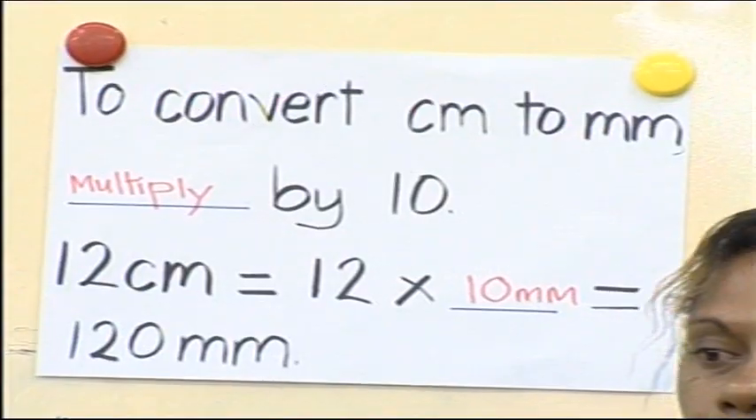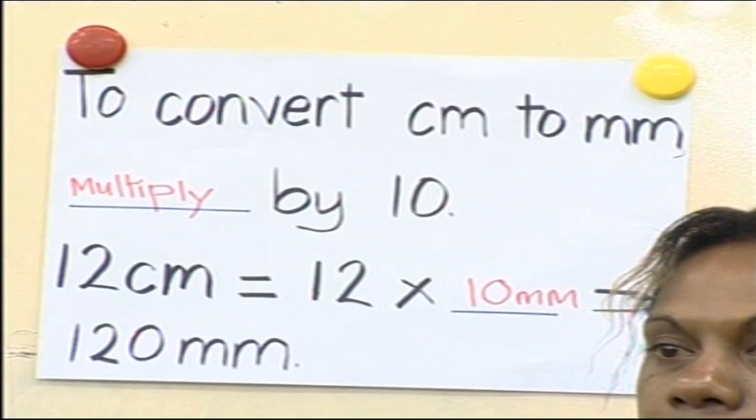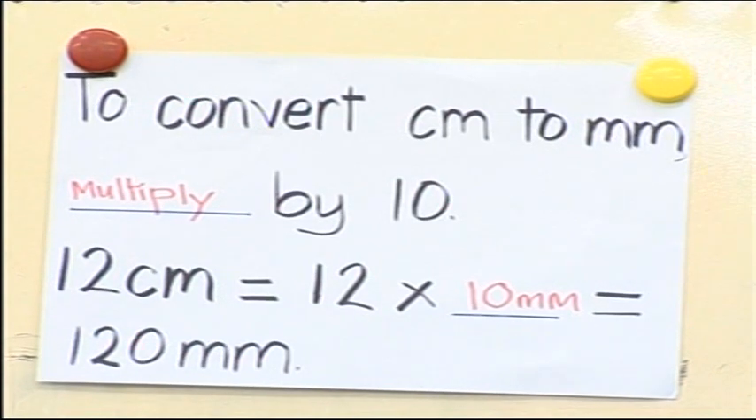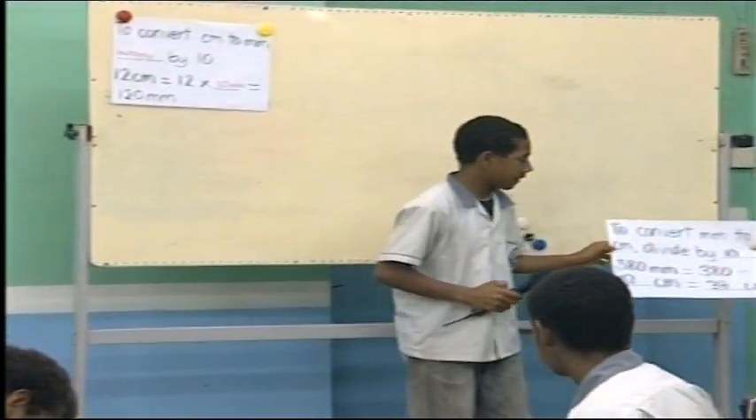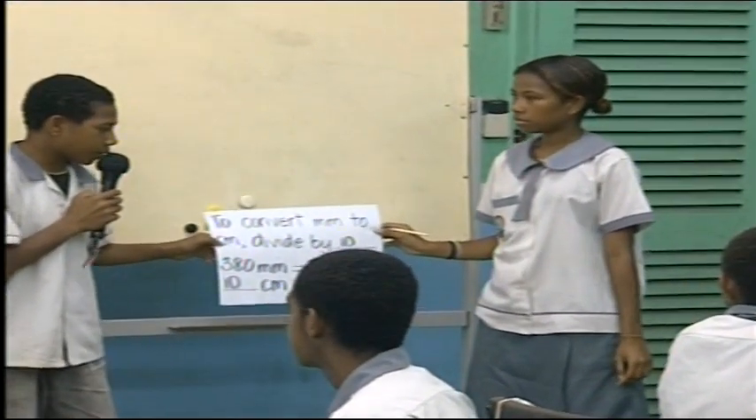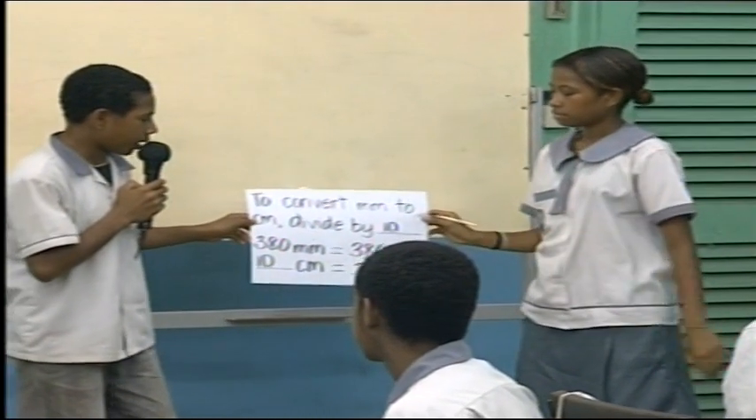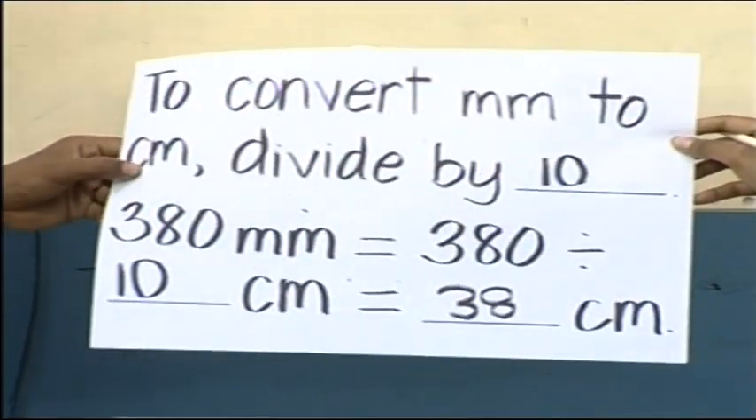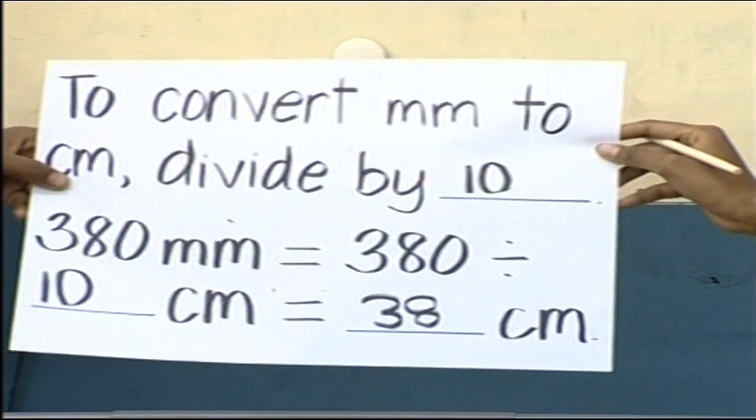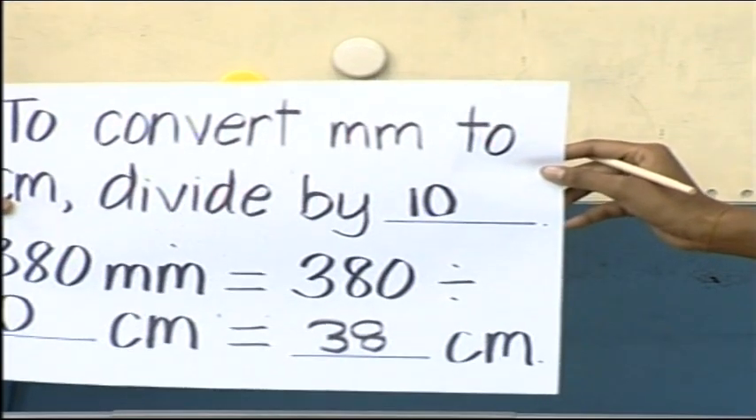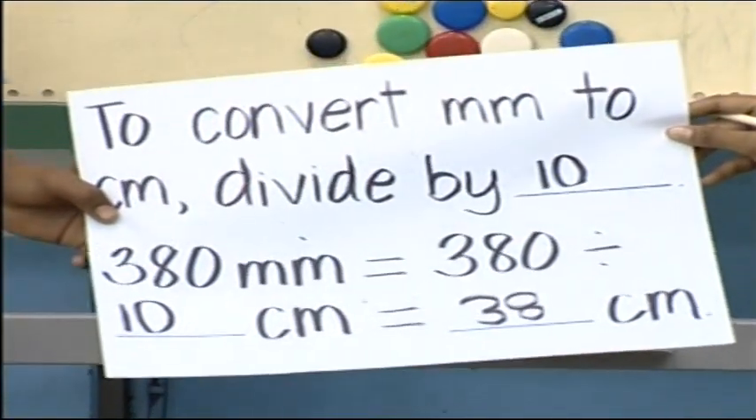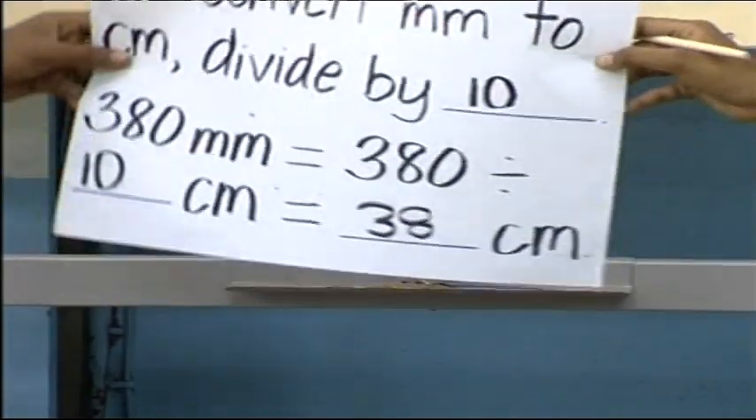All right, next group, please. Group 2, quickly. Okay, everyone, please listen. To convert millimeter to centimeter, we divide by 10. So 380 millimeter equals 380 divided by 10 centimeter. Our answer is 38 centimeters. Okay, thank you, group 2.